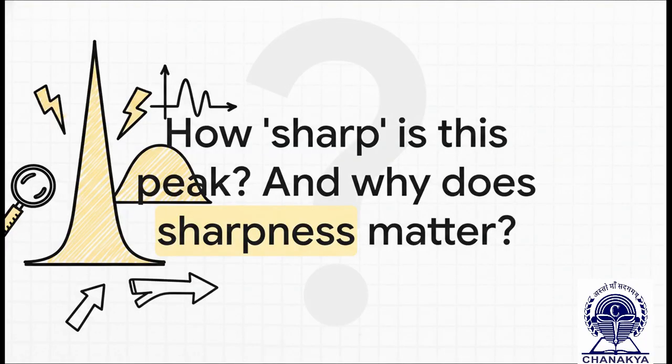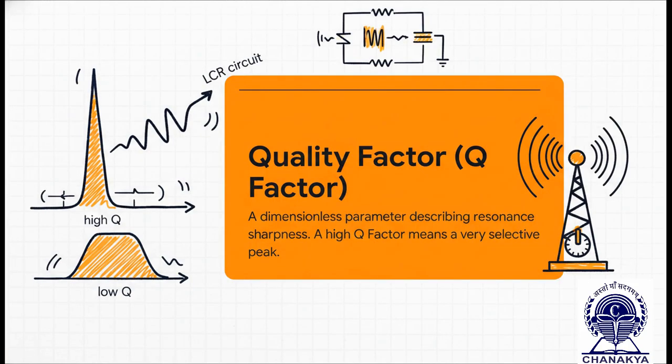But that brings up a really important question. How sharp is that peak really? And why should we even care about how sharp it is? Well, the answer is something called the quality factor, or Q factor. If you have a high Q factor, it means that peak is super narrow and very, very selective.